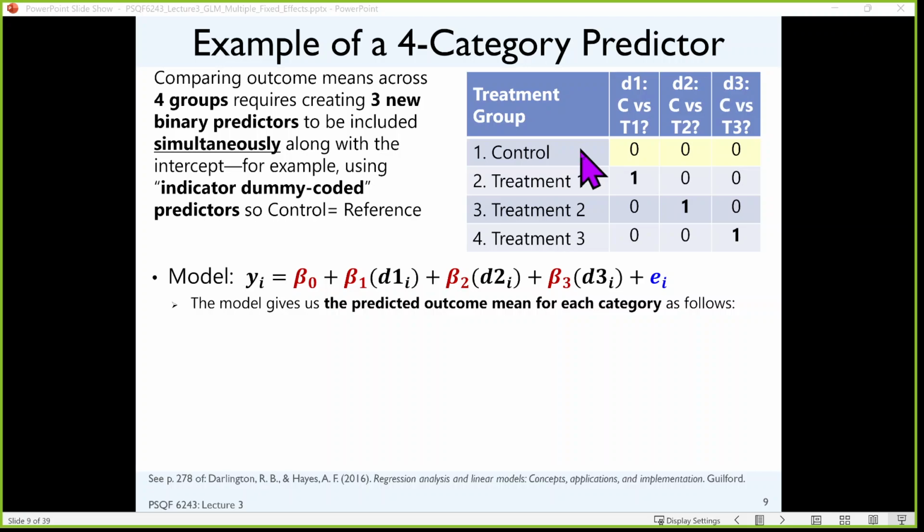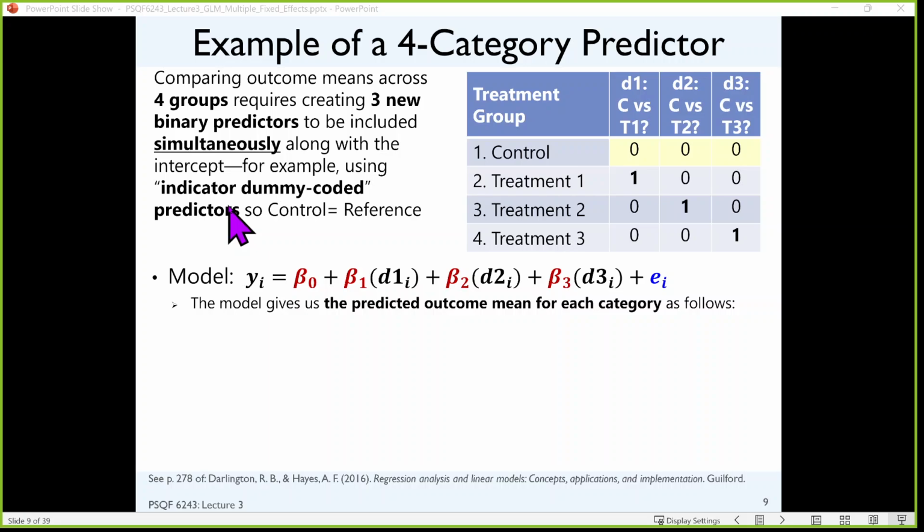In this context, it is very common to set the control group as the reference, like what would happen had I not intervened, and then to talk about the effect of each treatment via its own variable. So I'm going to call these D1, D2, and D3, for differences due to treatment, whatever naming system you want to do here. So this is the effect of treatment 1 relative to control, treatment 2 relative to control, treatment 3 relative to control.